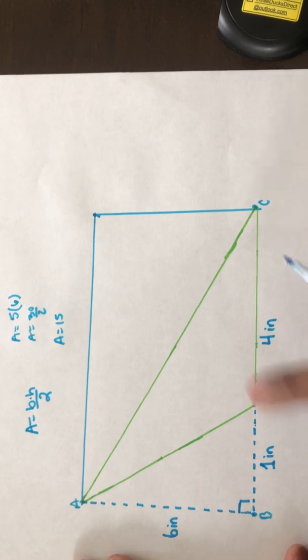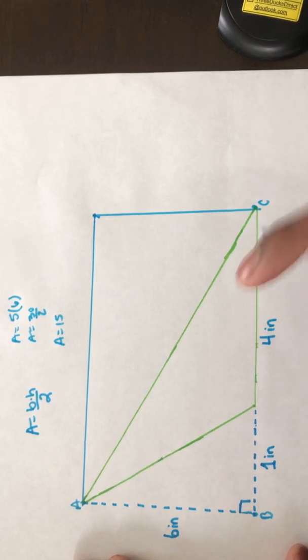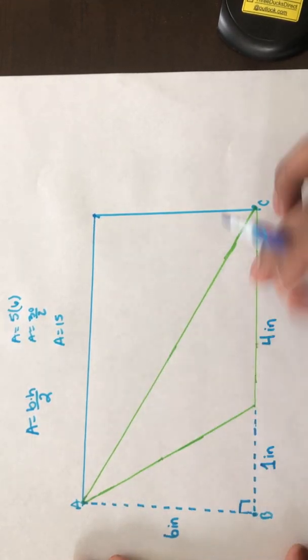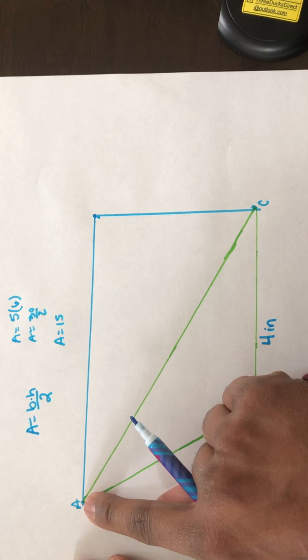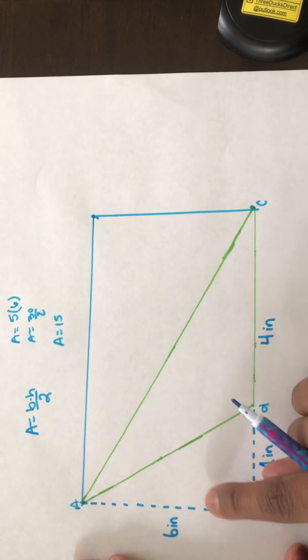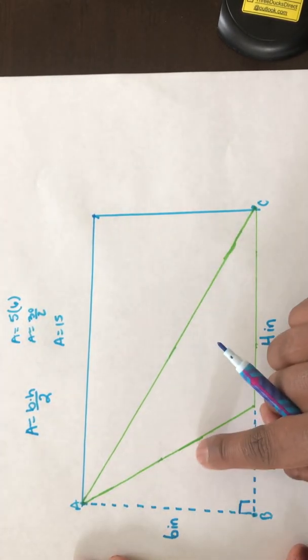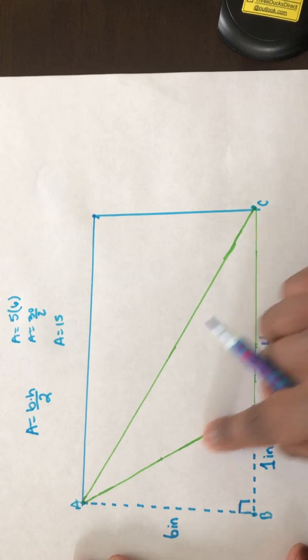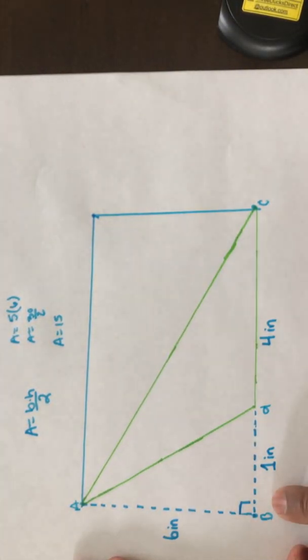Now that still doesn't tell me what the area is for this triangle right here specifically. And because it's actually not ABC, I'm going to add an extra point here. I'm going to say this is D. I want to figure out what the area is for ADC. Now, because these two triangles together make up the area of 15, I can subtract the area of this triangle here to figure out the area of this triangle. So I'm going to figure out the area of this one first.